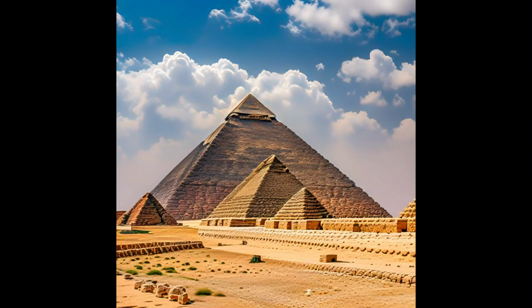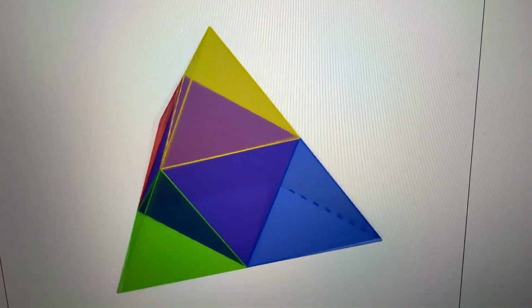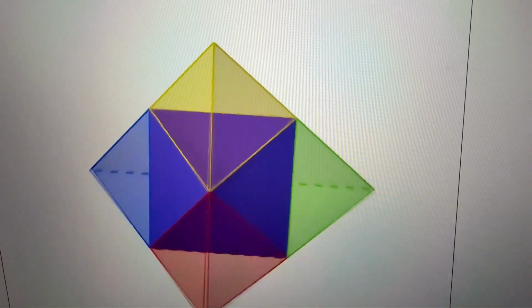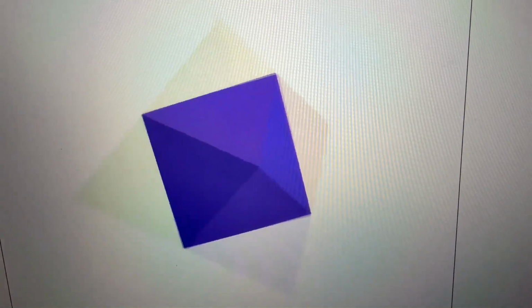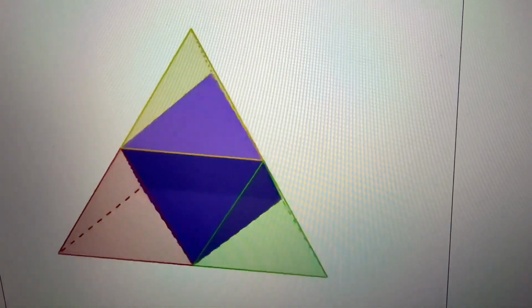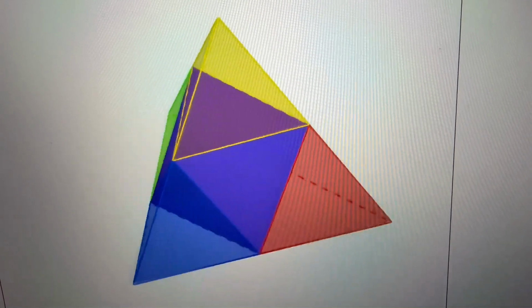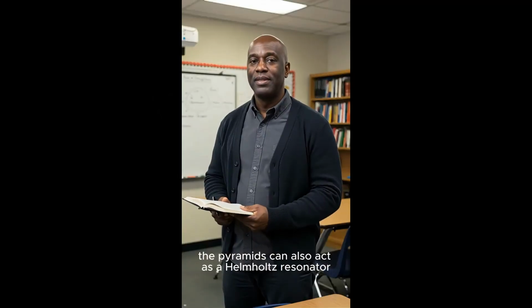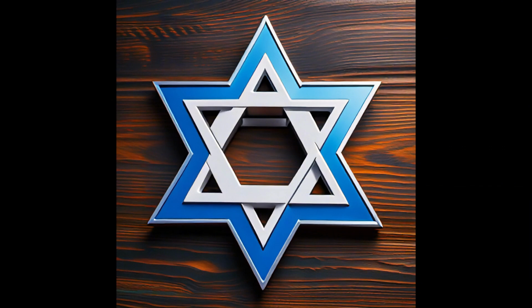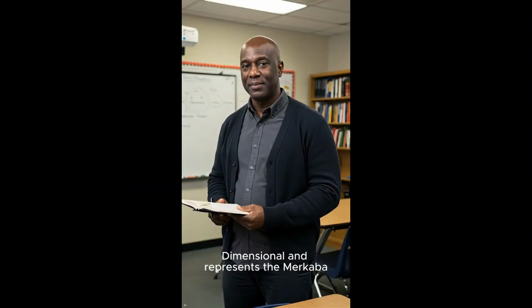But what about the actual pyramids? Well, as demonstrated earlier, the square pyramids are inside the tetrahedrons and thus are duals of the tetrahedrons. And just like the tetrahedrons, the pyramids can also act as a Helmholtz resonator, which can be tuned to amplify specific frequencies. The Star of David, mostly visualized as 2-dimensional, is actually 3-dimensional and represents the Merkaba.